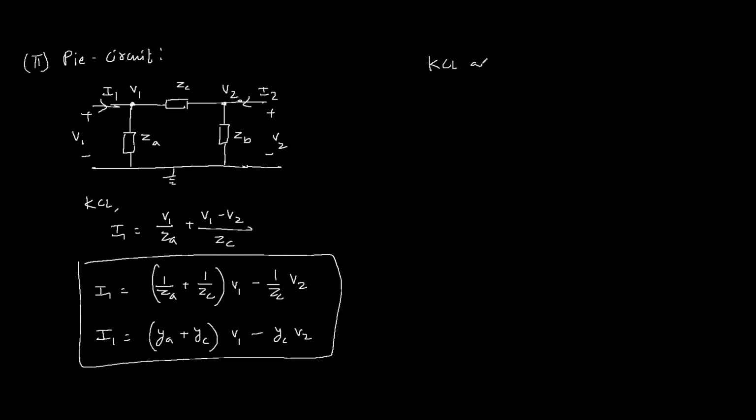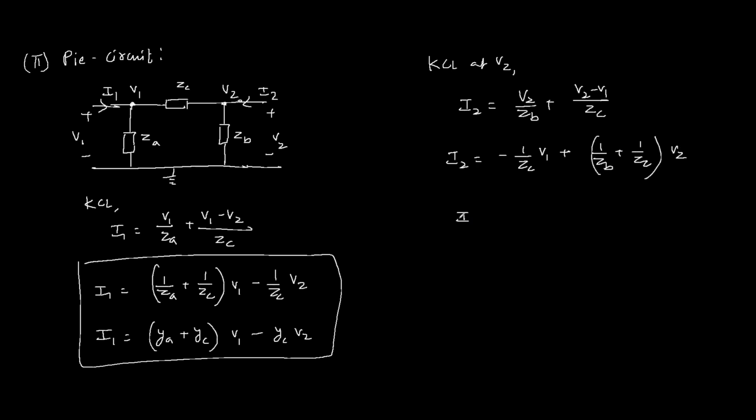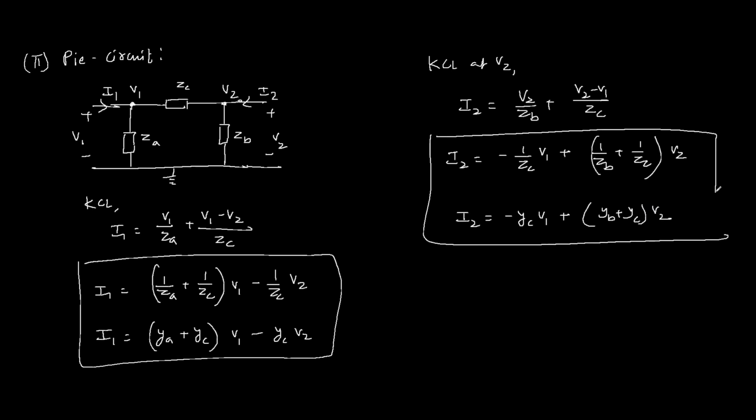Now apply KCL at V2. Current entering is I2. Current leaving through ZB is V2 over ZB. Current leaving through ZC is V2 minus V1 over ZC. So I2 is minus 1 over ZC V1 plus 1 over ZB plus 1 over ZC V2, or we can write in terms of admittance, I2 is minus YC V1 plus YB plus YC into V2. This is the second equation.